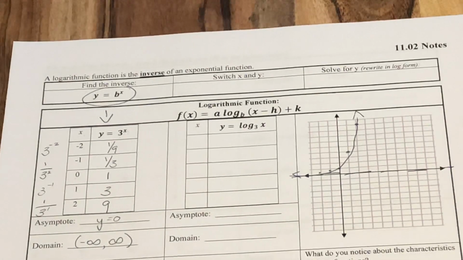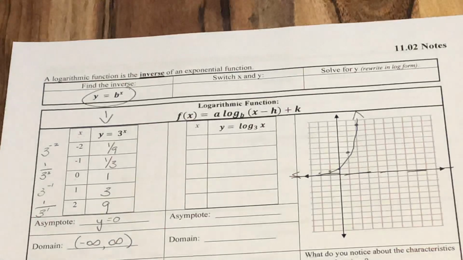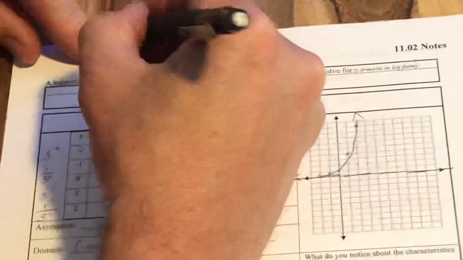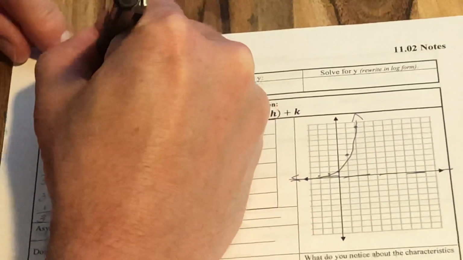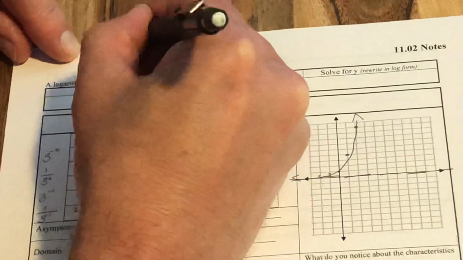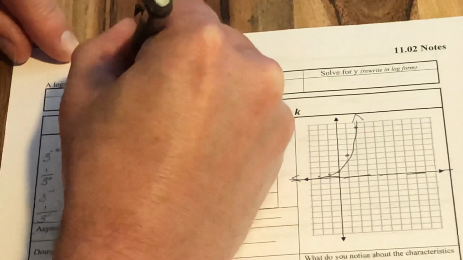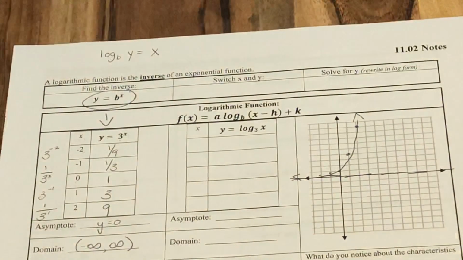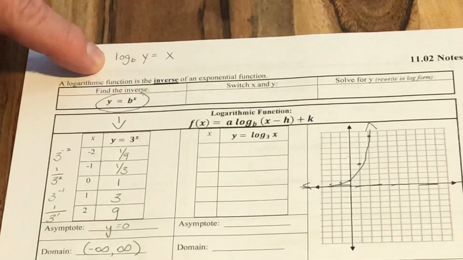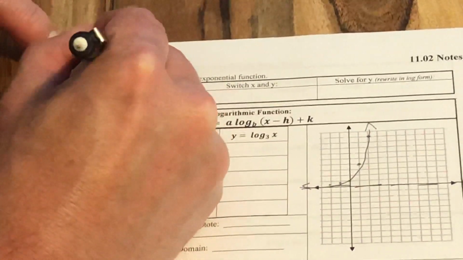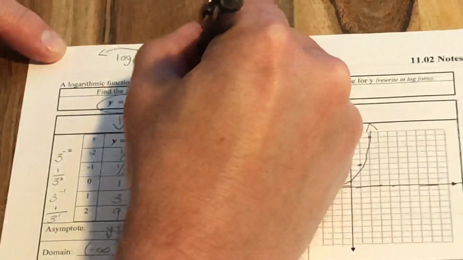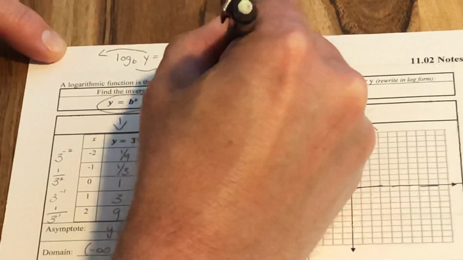So now we start talking about logarithms. If you remember how to change this: if we had log base b of y equals x, and we did this little thing here and this thing here, that meant that it was y equals b raised to the x.